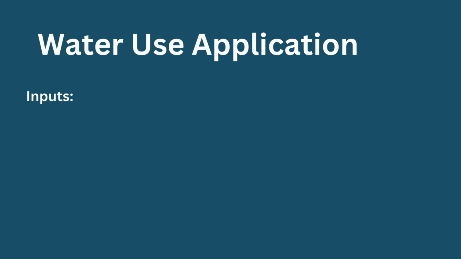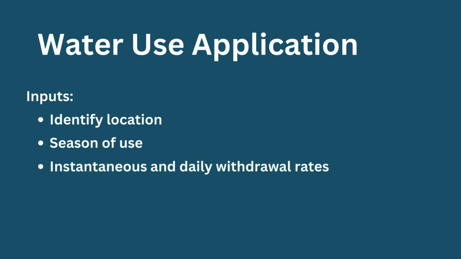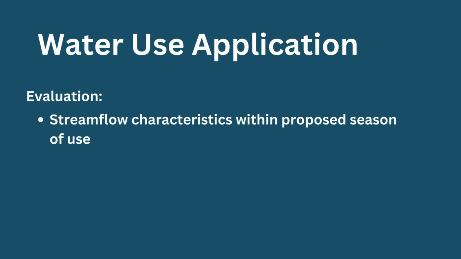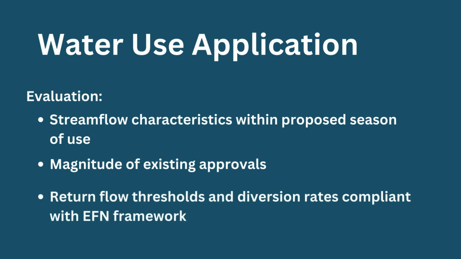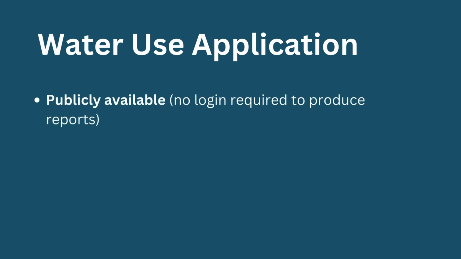In this module, users can identify a location and provide information about the season of use and desired instantaneous and daily withdrawal rates. The PWAT then evaluates the streamflow characteristics for each week within the proposed season of use, the magnitude of existing approvals, and return flow thresholds and diversion rates that comply with the EFN framework. This module is publicly available, which means you don't need to log in or request access to produce reports.